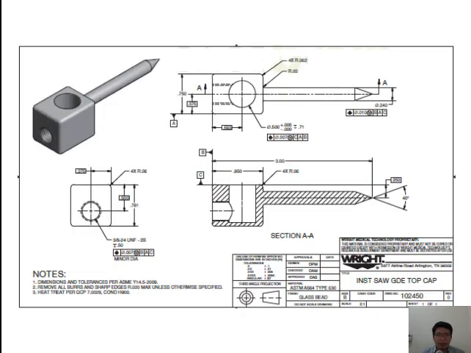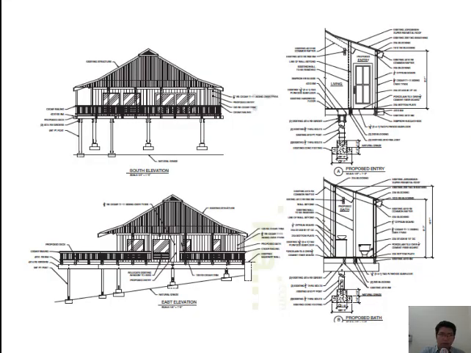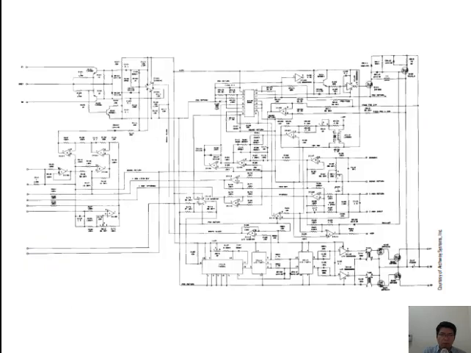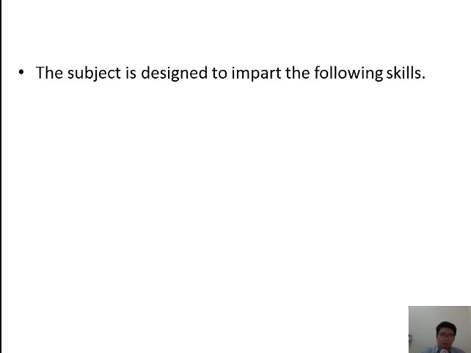This is one example of a mechanical part for a typical mechanical engineering drawing. This is a layout for a house with the foundation and so on for a civil engineer. This is a schematic for an electrical engineer.